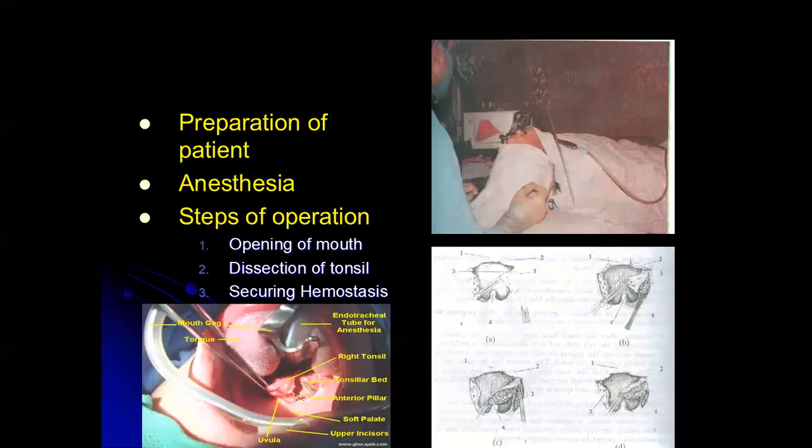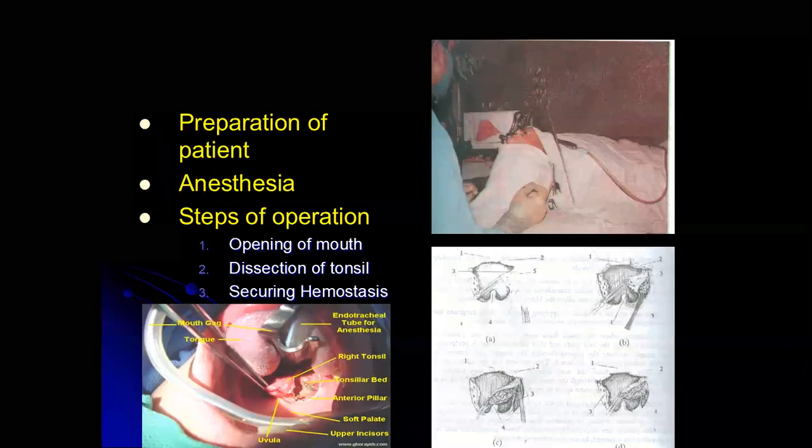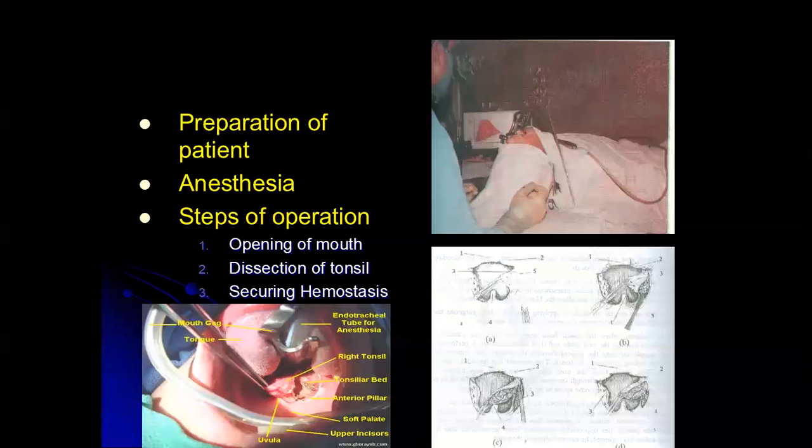Now, I am giving you just an idea, because this is the idea of our OT. Preparation of the patient, anesthesia steps. You see the picture in front of you: opening of the mouth, dissection of the tonsil, securing hemostasis. The position for tonsillectomy is the Rose position. On the table there is an instrument, the Boyle-Davis mouth gag. The patient's neck is extended. This is the Rose position.